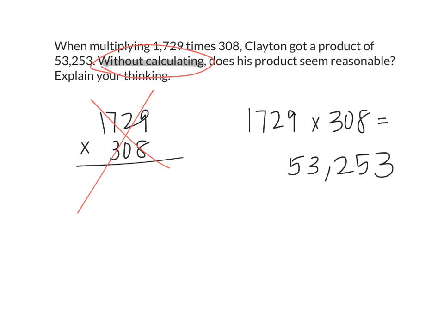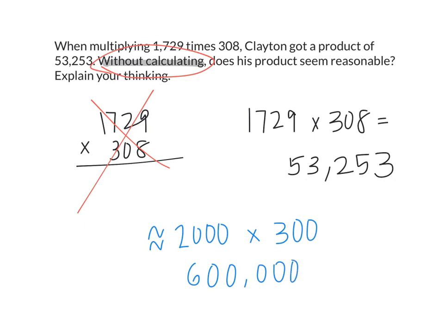Akil? We could estimate. Okay, so 1,729 is pretty close to what number? 2,000, okay. And 308 is pretty close to what number? 300. So what's 2 times 3? 6. How many factors of 10 do we have? 5.